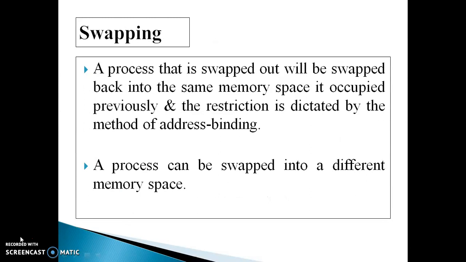A process that is swapped out will be swapped back into the same memory space it occupied previously, and the restriction is dictated by the method of address binding. If the binding is done at assembly or load time, then the process cannot be easily moved to a different location. A process can be swapped into a different memory space if execution time binding is being used, as the physical addresses are computed during execution time.